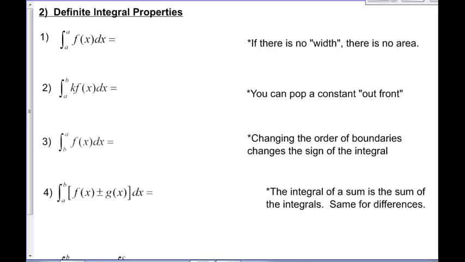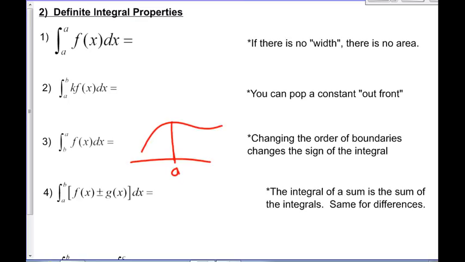Now we're going to take a look at a few definite integral properties. The first one is the integral from a to a. That means, say you've got a curve like this, you're looking at the area from a to a. That's going to be 0 every time. If there is no width, meaning there's no interval from a to the next point, there is no area.